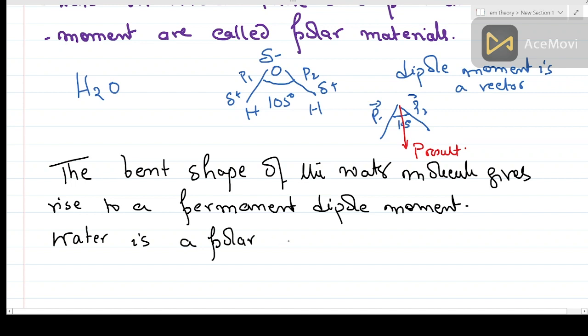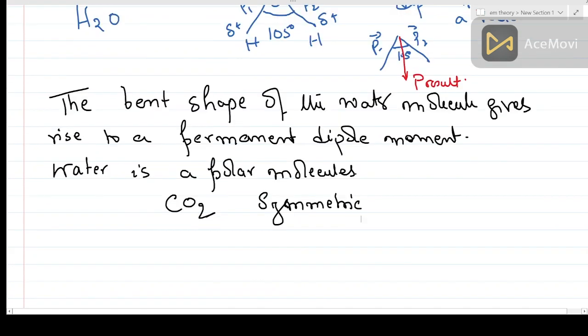In general, those materials whose molecules have an asymmetric shape like water, which has a bent structure, the resultant dipole moment is not zero, and the material has a permanent dipole moment. However, if we consider CO2, it is a symmetric, straight line structure. So what happens in this case? It is a linear molecule. You have the carbon atom in between and there are two oxygen atoms.